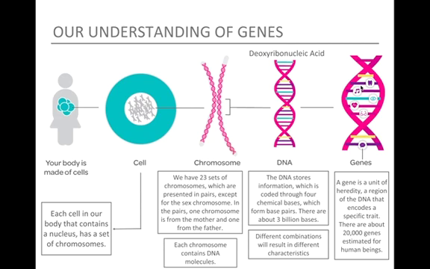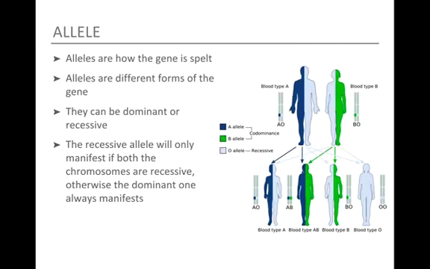Genes are a unit of heredity, a region in the DNA that encodes a specific trait. There are about 20,000 genes estimated for human beings. Alleles are how the gene is spelt. Alleles are different forms of the gene. They are either dominant or recessive. A dominant allele is one that manifests in the offspring when combined with a recessive allele.